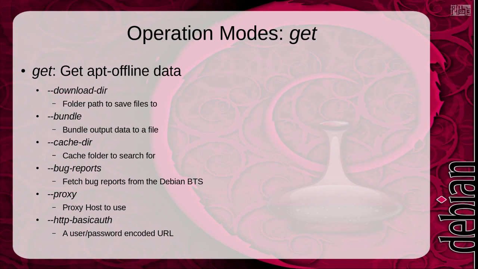The other two options are very basic. One is for proxy support, and the other is for if you have a remote APT repository which has HTTP basic auth, so APT Offline can even work in such scenarios.